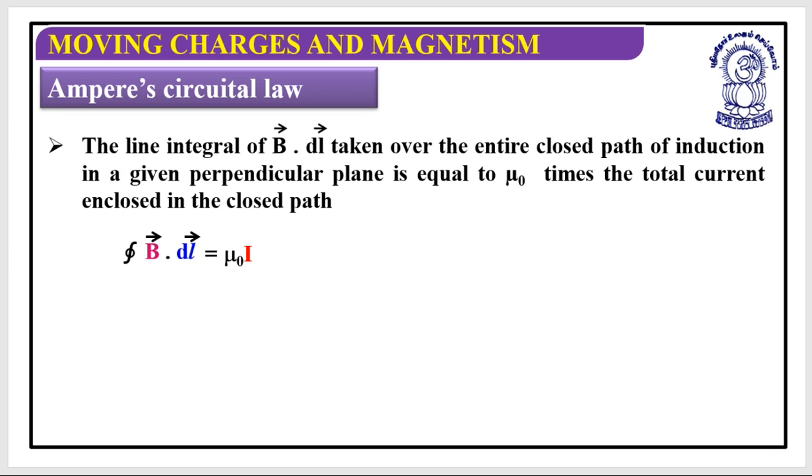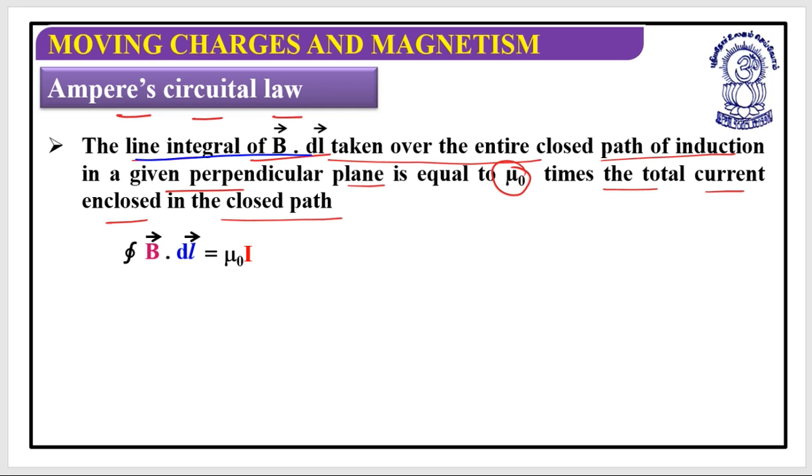Now according to Ampere's circuital law, the line integral of B dot dl taken over the entire closed path of induction in a given perpendicular plane is equal to mu naught times the total current enclosed in the closed path. Yes, please go through it one more time.